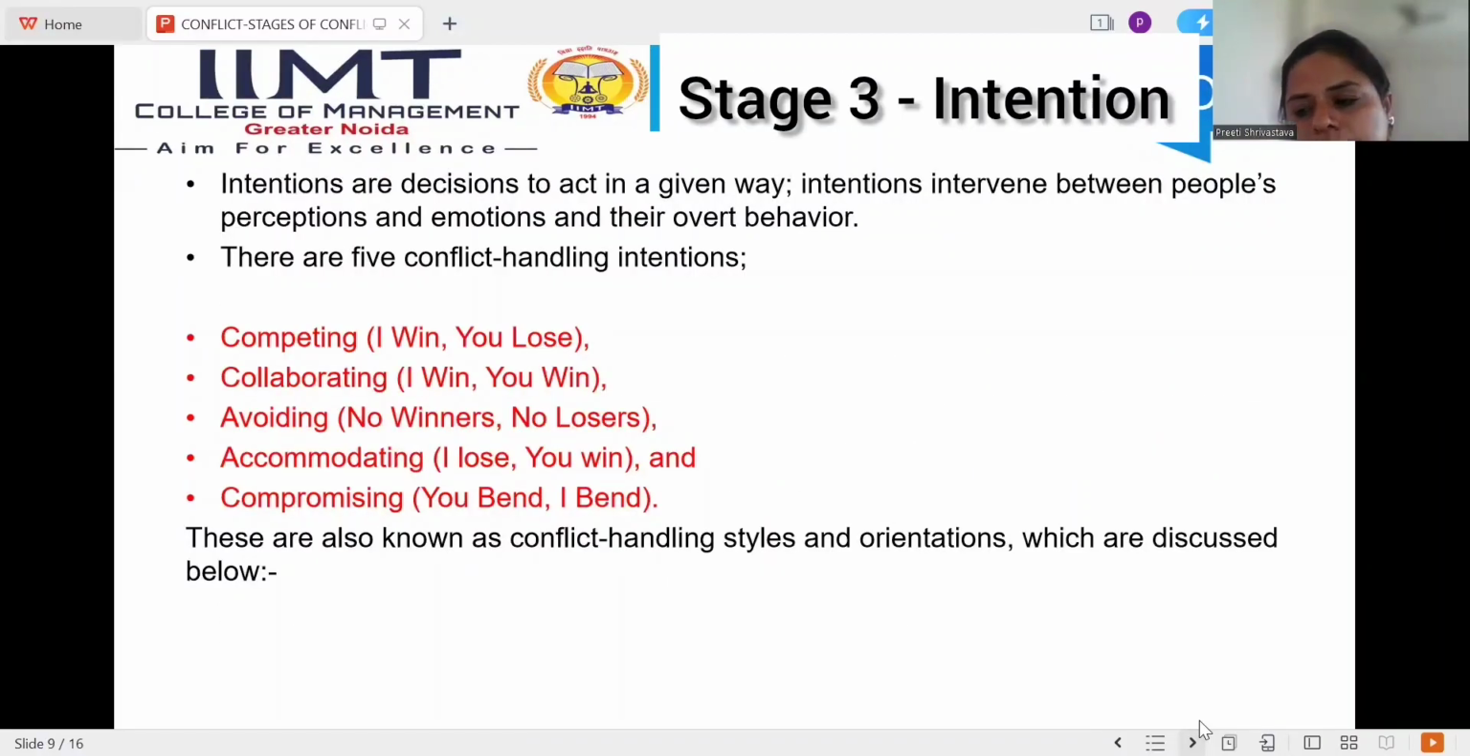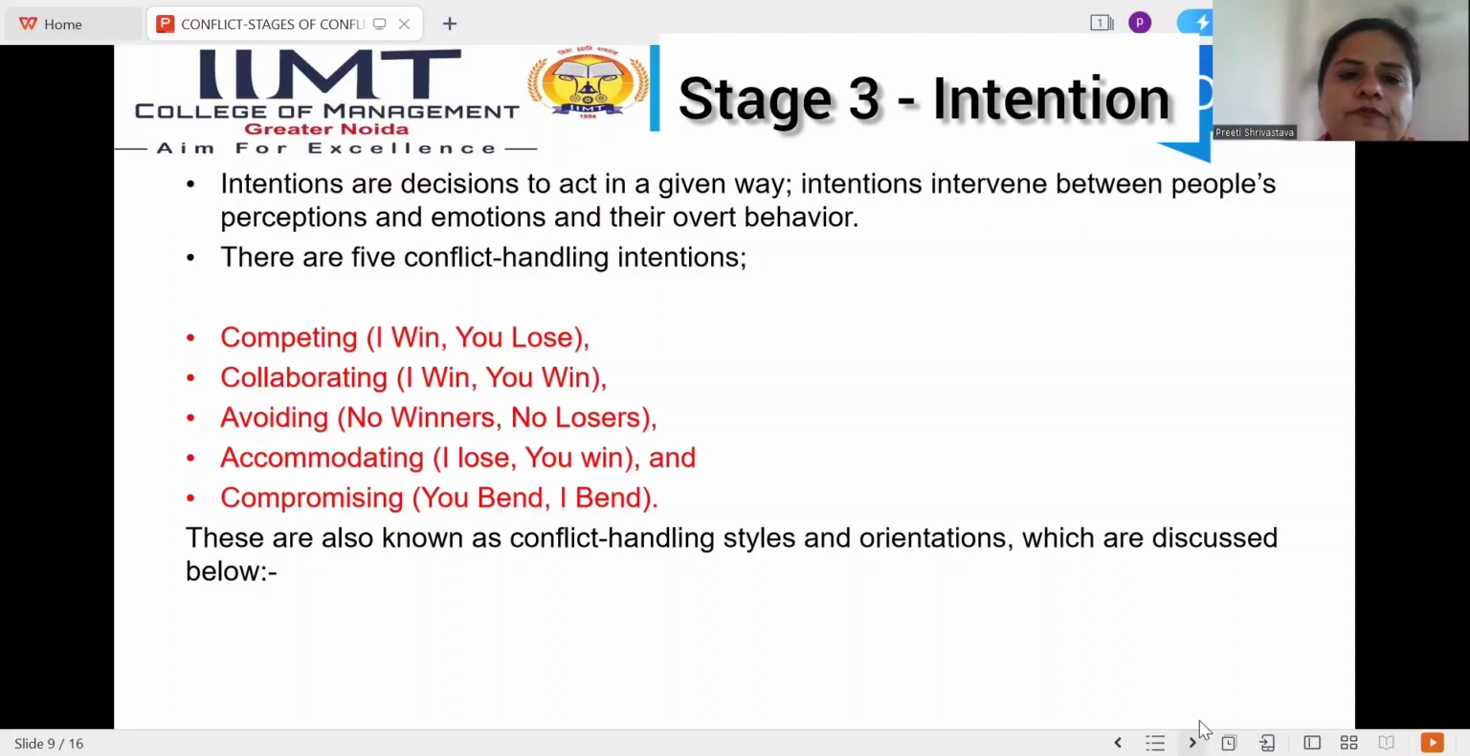Now, the third stage, that is the intention. Intentions are the decisions to act in a given way. So, the intention intervenes between the perceptions and emotions and their overt behavior.